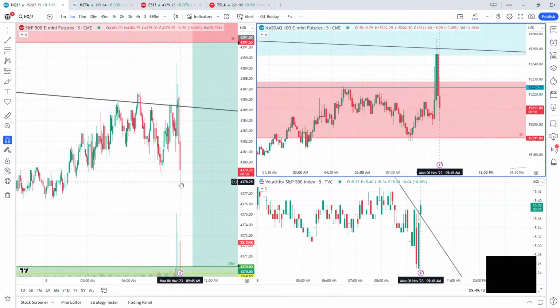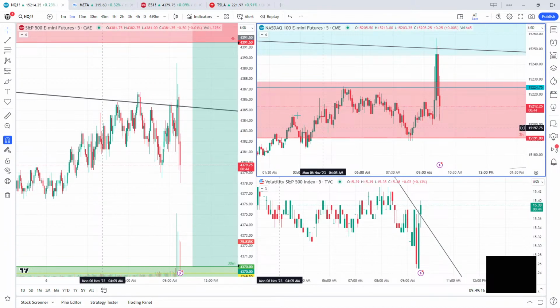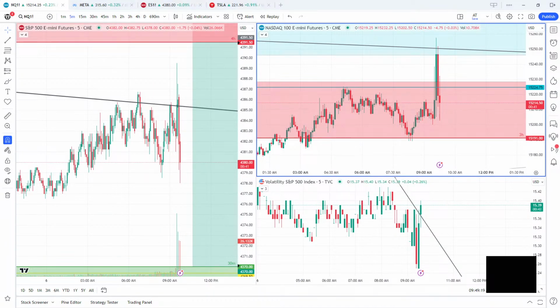So now we have ES breaking some previous lower pivots while NASDAQ did not. So we have 45 seconds left on that. I'm staying patient. I want to see what's going on.